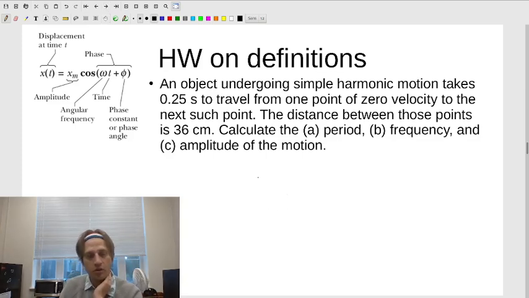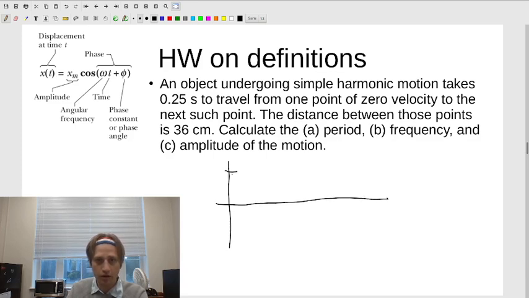Okay, so here's a homework problem that I gave you on this. It says an object undergoing simple harmonic motion takes 0.25 seconds to travel from one point of zero velocity to the next such point. The difference between those points is 36 centimeters. Calculate the period, frequency, and amplitude of the motion. Well, take a look at this.